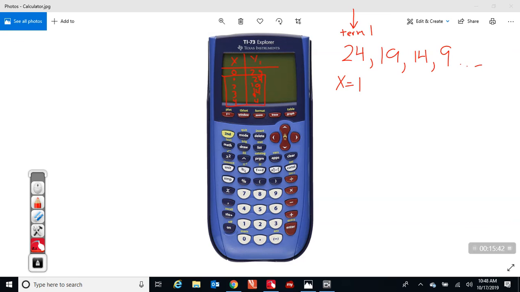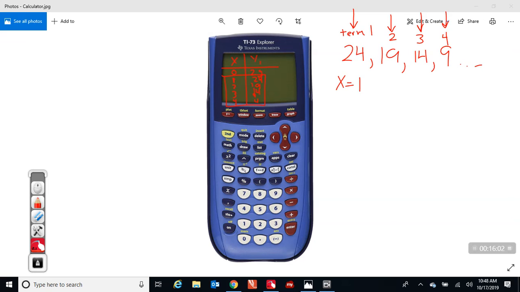This verifies it for me, but you have to make sure that you are looking at term 1 to match term 1. This is term 2, term 3, term 4. You've got to make sure you match those up. They always give you term 1. You can't make the mistake of thinking that they gave you term 0. All right, so that's a way to double check your rule.